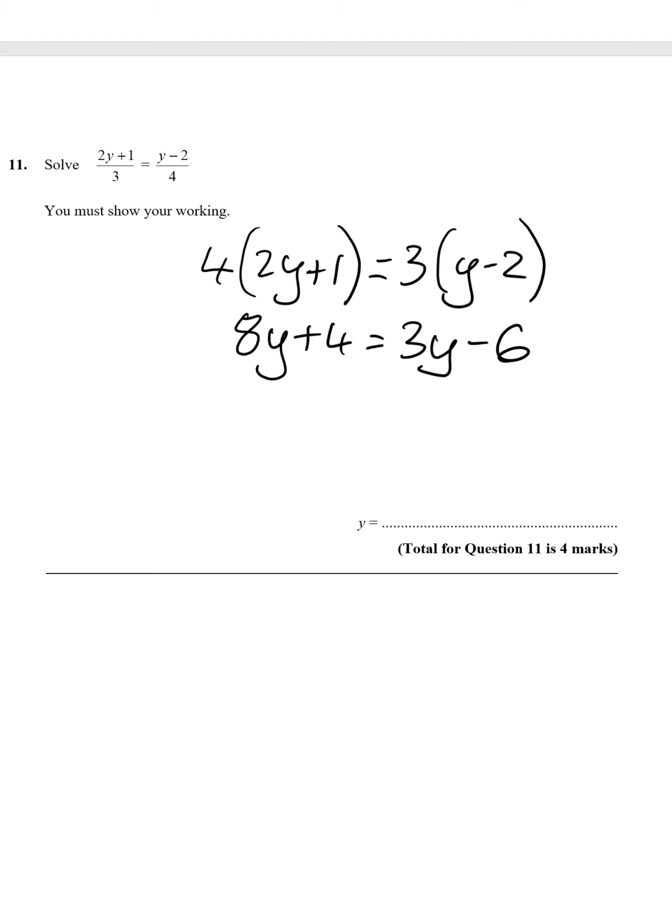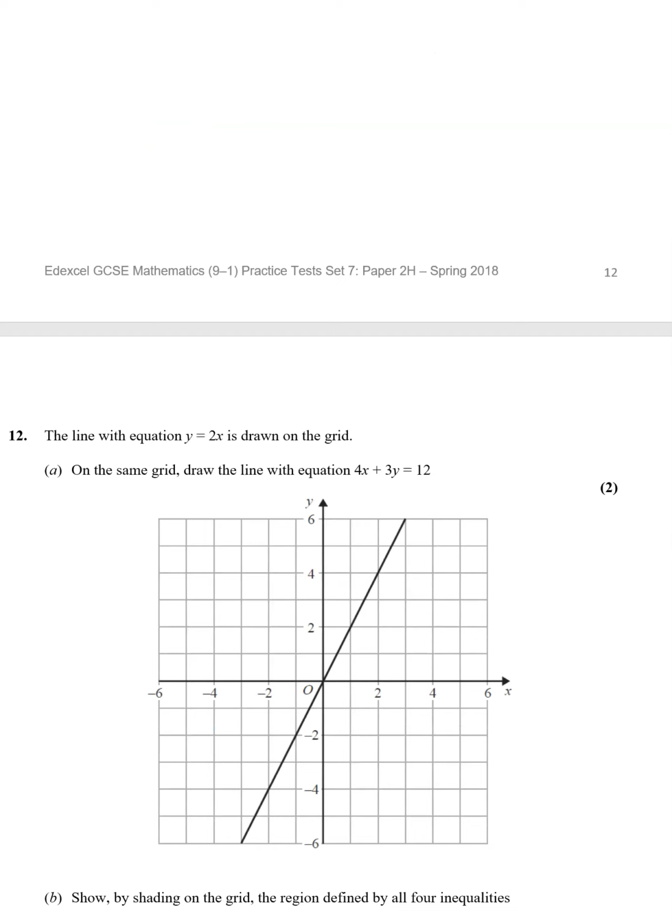Gives us that. So now let's take away the 3y. I'm going to take away the 4 as well, do it in one step. So I've got 5y equals minus 10. So y must be minus 2, negative 2. Quite easy, 4 marks, that one.